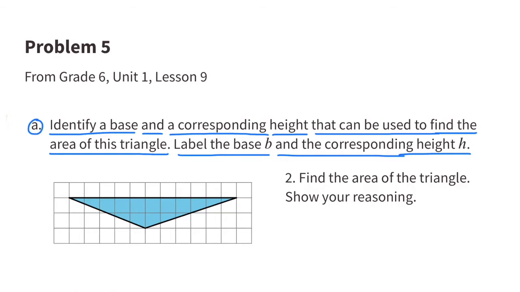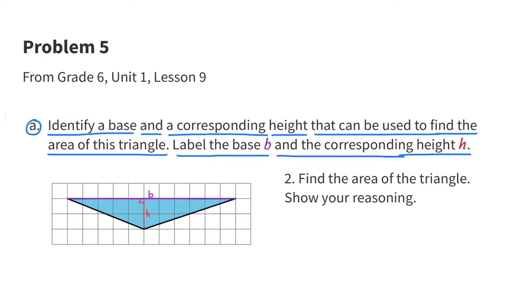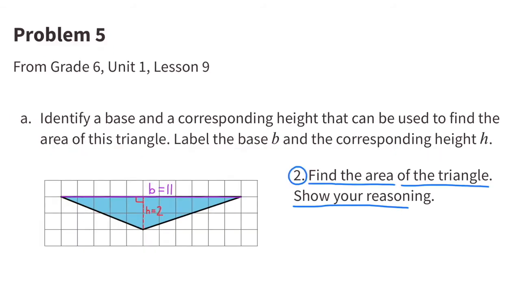Number 5. Identify a base and a corresponding height that can be used to find the area of this triangle. Label the base B and the corresponding height H. The base is labeled B and represents 11 units. The height is labeled H and represents 2 units. Now we have to find the area of the triangle and show our reasoning.